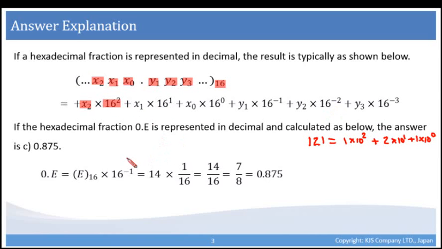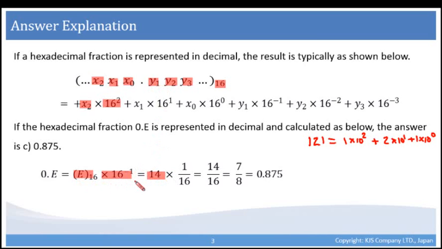So let's look at converting our 0.e fraction. If the hexadecimal fraction 0.e is represented in decimal and calculated as below, the answer is 0.875. Let's look at how we calculate that. 0.e is simply equal to e, which is base 16, times 16 to the minus 1, as we had up here, because we're only in this y1 place holder. So this is equal to 14, which is what e is.